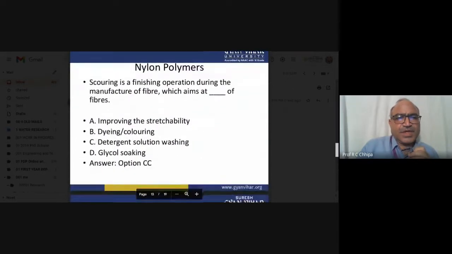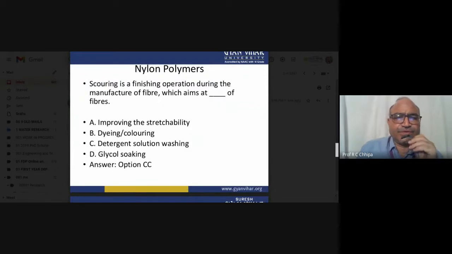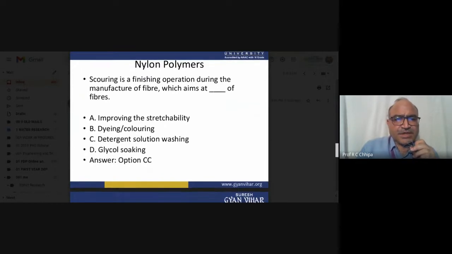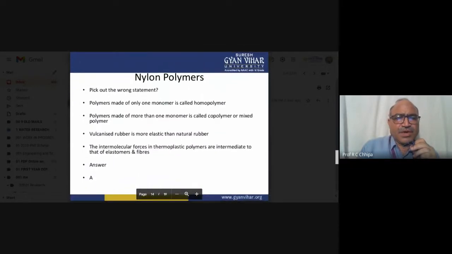Nylon barely is here also. Scouring is the finishing operation in the manufacture of fiber, which aims at improving the stretchability, dyeing and coloring, detergent solution washing, or glycol soaking. So scouring is the finishing operation, and here the answer is the detergent solution washing. Now pick out the wrong statement here. Whatever you can give answer.